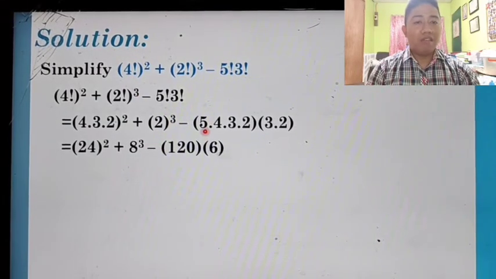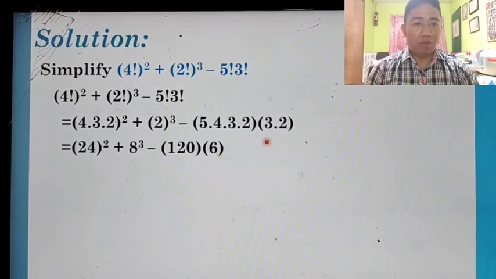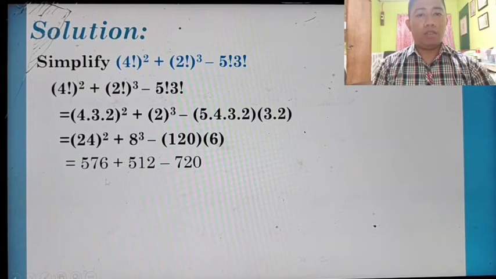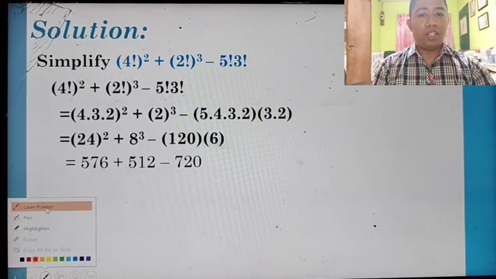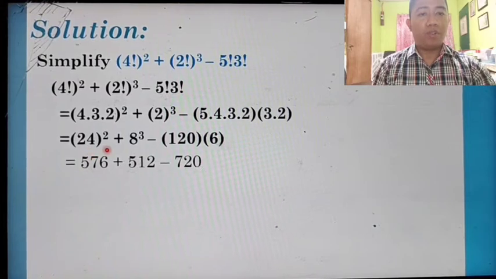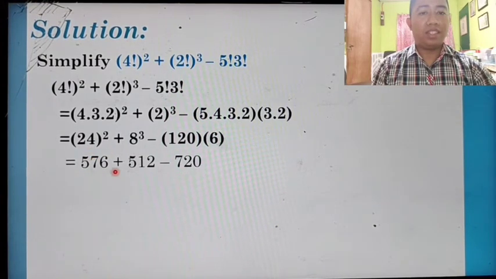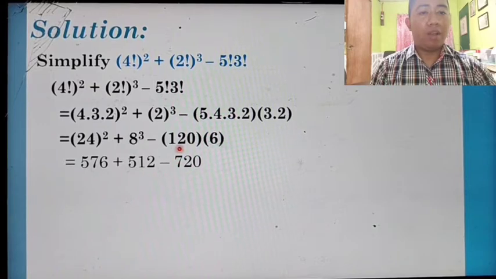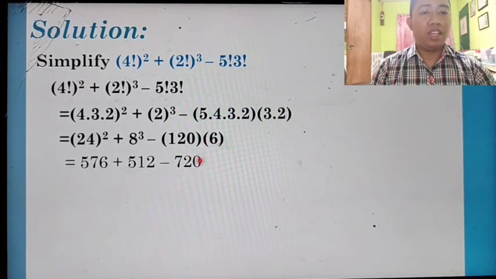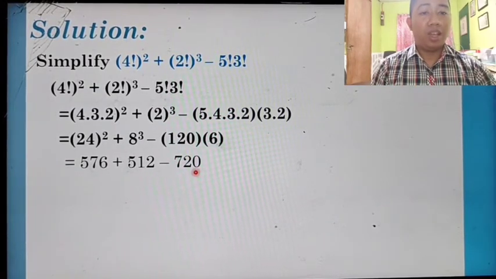Next is 5, 4, 3, 2, the product which is 120, and 3 and 2 which is 6. The next step is to simplify the first term, which is 24 squared. So 24 squared is equal to 576, plus we get the perfect cube of 8, so 8 cubed, which is 8 times 8 times 8, which is 512. And then we get the product of these two numbers, 120 and 6, which is 720.